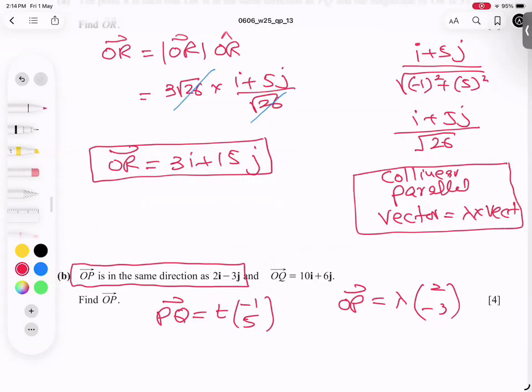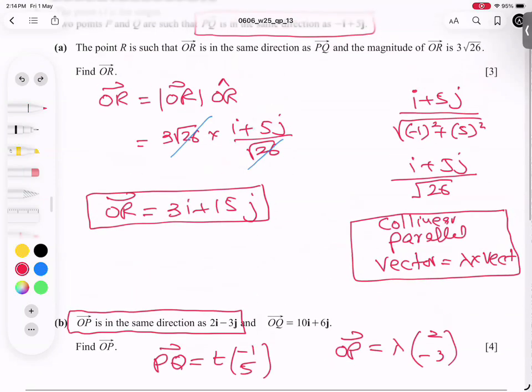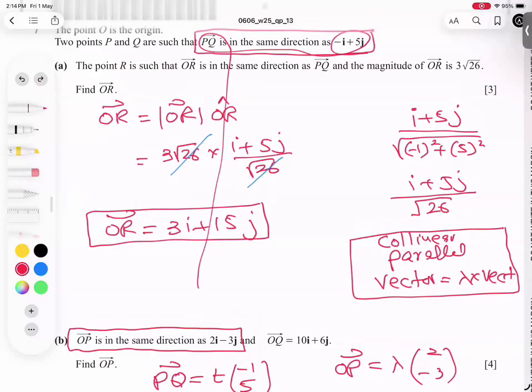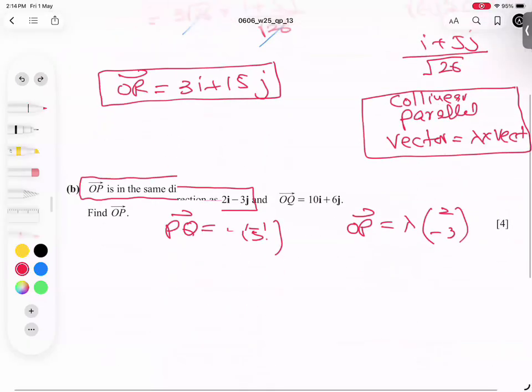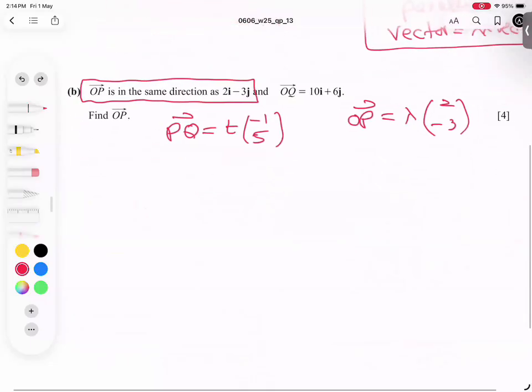Now he said that OP is in the same direction as this one, so I can write OP equal to lambda times this. Same, he said earlier that PQ is in the same direction as this one, so I can write PQ equal to that one. Now students, we can do it easily. This is the main concept, and the question is over, inshallah, onwards.